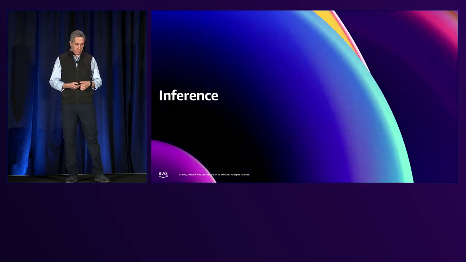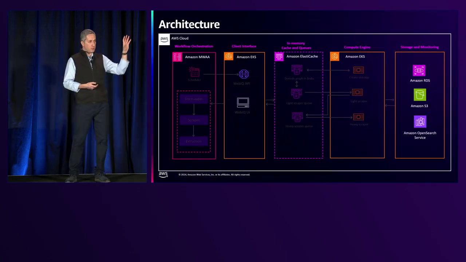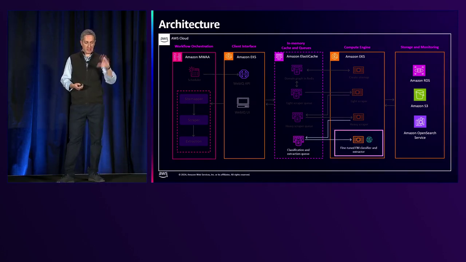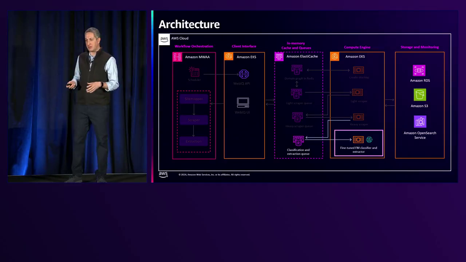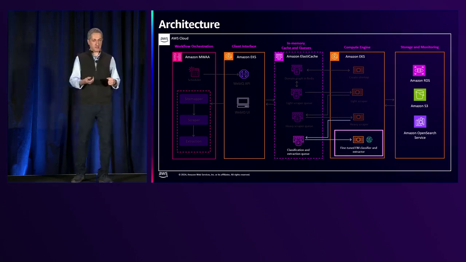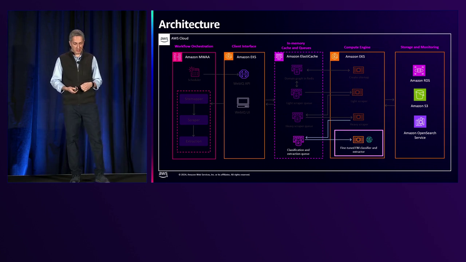Okay, so for the part where we are doing the classification and extraction, our architecture is almost identical to what we have seen before. Those worker pods in EKS listen to another queue in Redis, and they pick up these classification and extraction jobs and return the result.